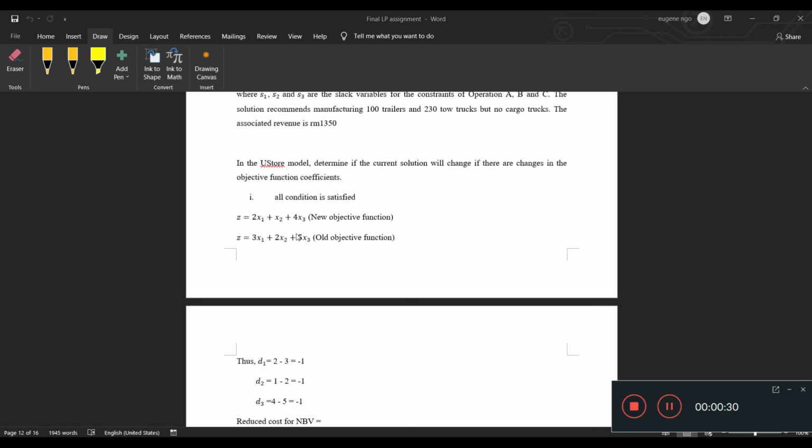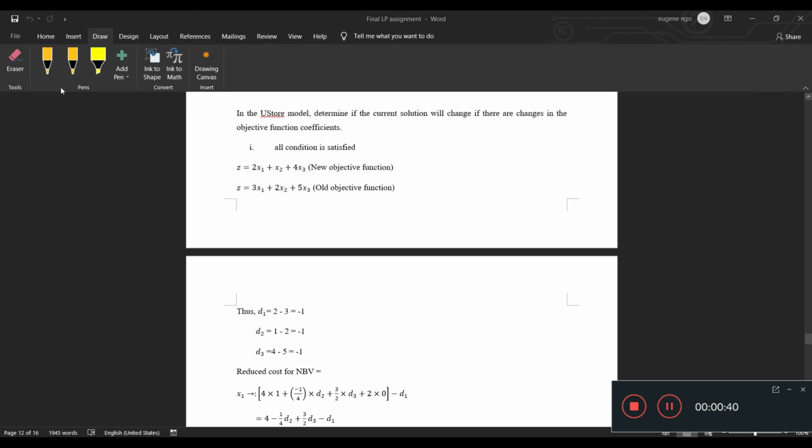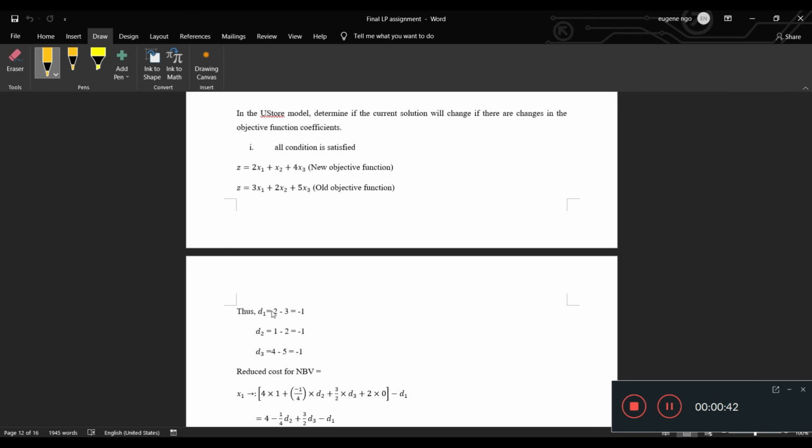So given the new objective function is 2x1 plus x2 plus 4x3, and the old objective function is 3x1 plus 2x2 plus 5x3, we find d. To find d1, use the new objective function minus the old objective function. For d1, we look at x1: 2 minus 3, you get negative 1. d2 is 1 minus 2, negative 1. d3 is 4 minus 5, you get negative 1. All get negative 1.